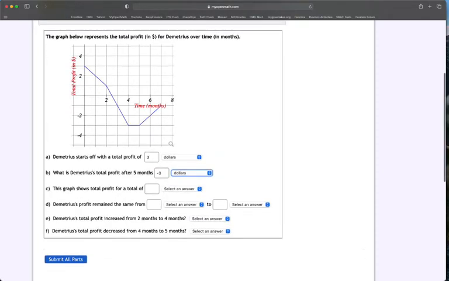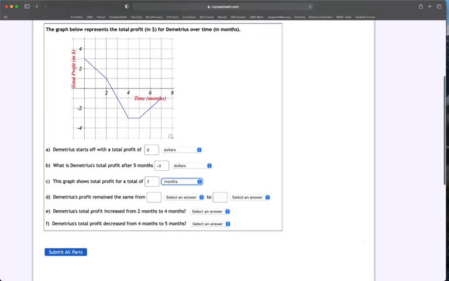This graph shows total profit for a total of so many months. So this starts at 0 months. The graph starts right here at 0 months and goes all the way to 7 months right there. So for a total of 7 months, because what this problem is doing is comparing Demetrius's profit over a certain number of months, from 0 months to 7 months.